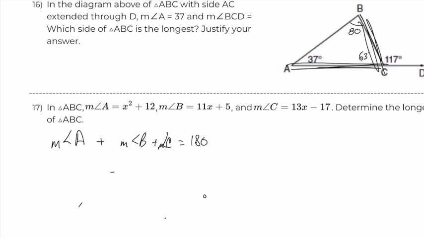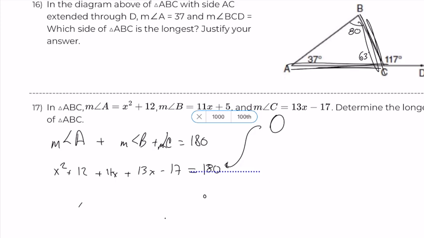To write that, we can rewrite this equation as x squared plus 12 plus 11x plus 13x minus 17 equals 180. Now, what type of equation is this? This is a quadratic equation. To solve it, we can factor, we can use the quadratic formula, we can graph a parabola. What we're going to do is factor because we love factoring. So to solve a quadratic equation, we first need to make it equal to 0.